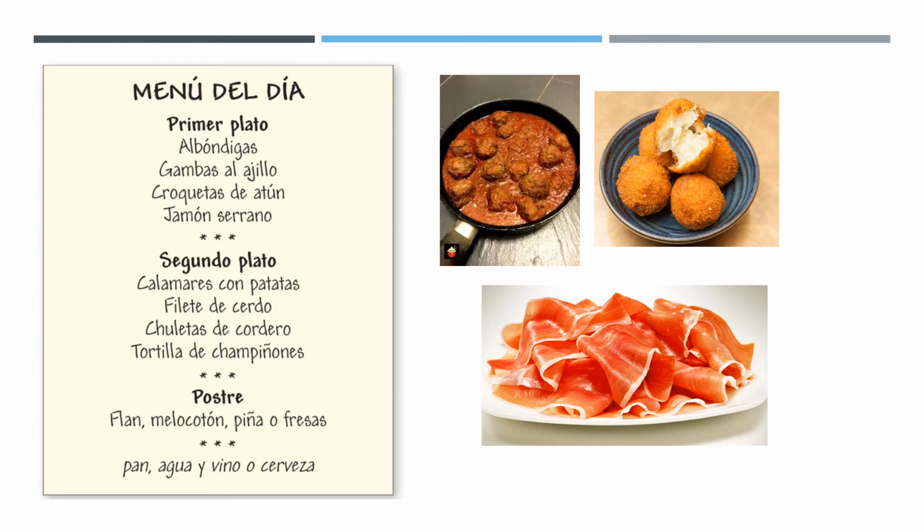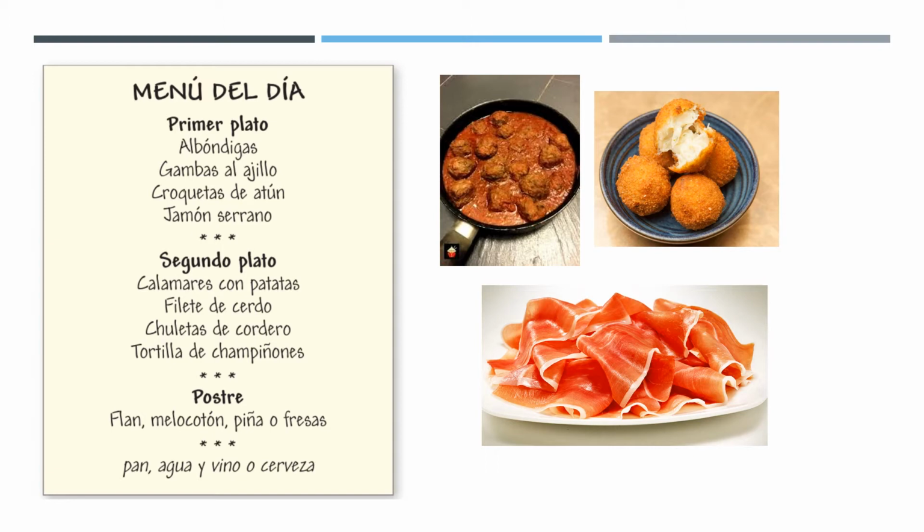Equally, they have what's called the menú del día. This was my favorite when I was in Spain, because it was very cheap, because there wasn't much to choose from. And you could have a primer plato, which literally means a first plate or a first dish, a segundo plato, a second dish or a second plate, and postre, dessert. So we would call it starter, main course, and dessert.